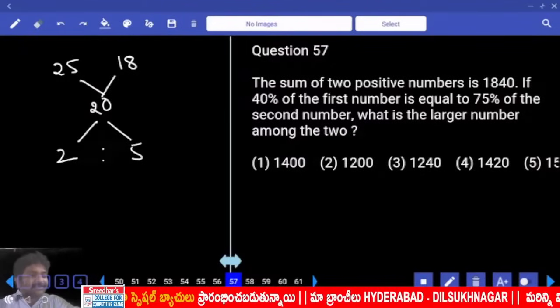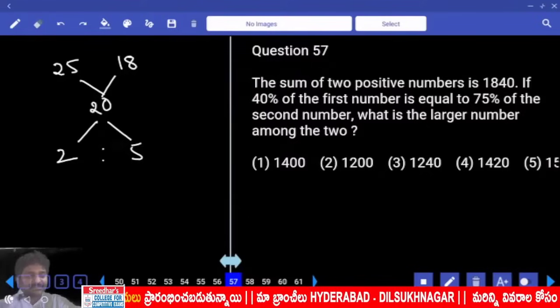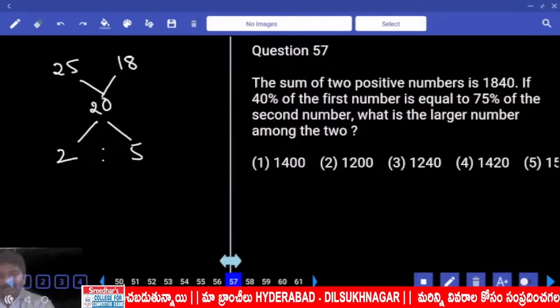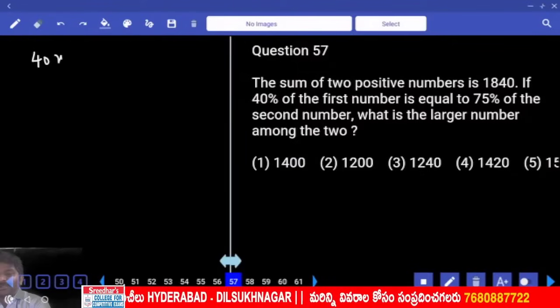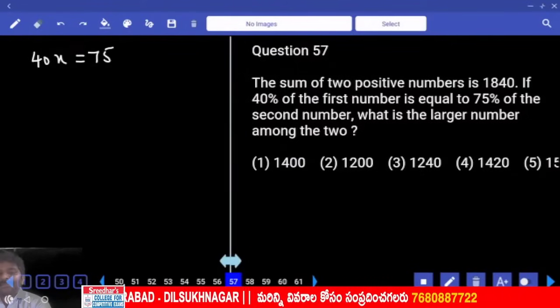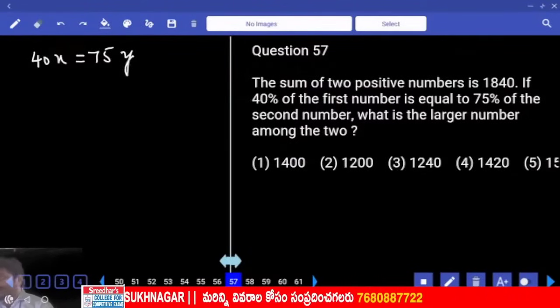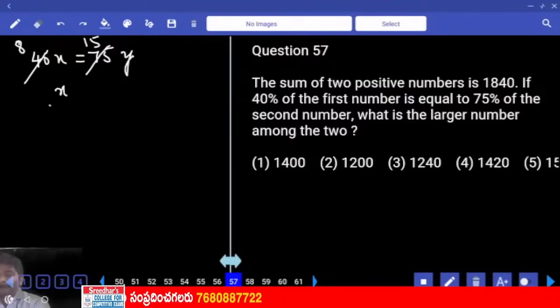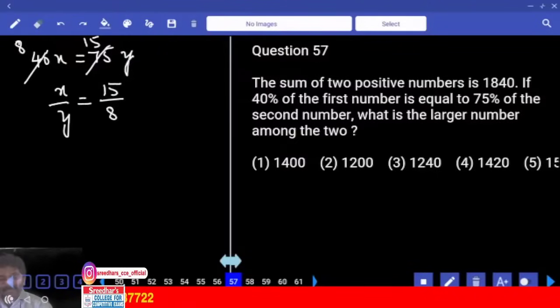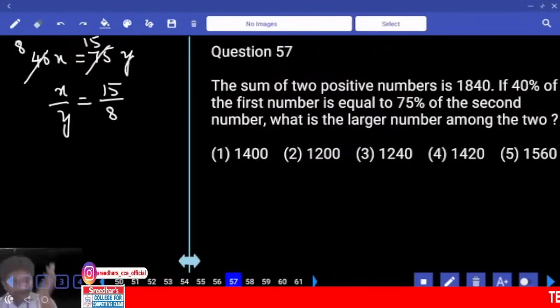Sum of two positive numbers is 1840. If 40% of the first number is equal to 75% of the second number, what is the larger number? Okay. 40% of the first number is equal to 75% of the second number. Cancellation with 5. 8 times. So x by y is 15 by 8. And now the question is about the larger number, right?